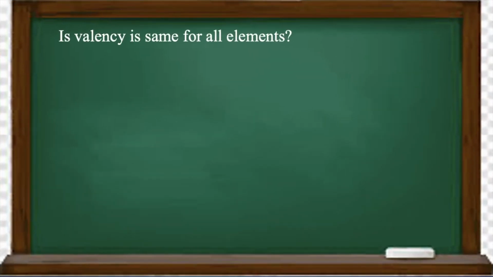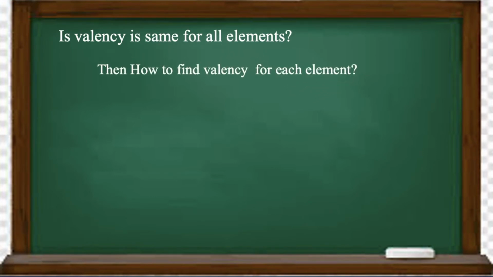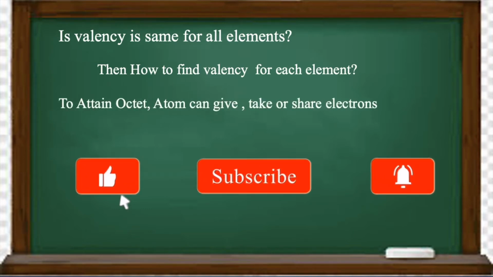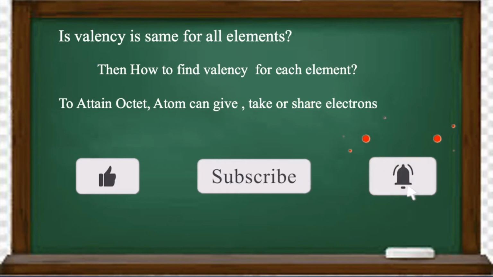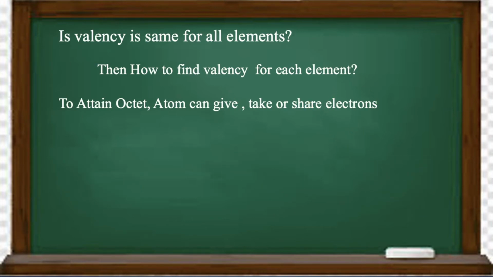Is valency the same for all elements? Not really. Then how to find valency for each element? Let's learn. Here the octet rule comes into the picture. To attain octet configuration, an atom can either give electrons, take electrons or share its electrons with another atom. Let us discuss with examples.